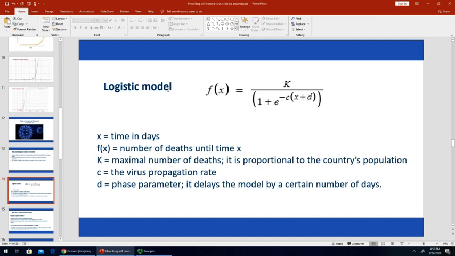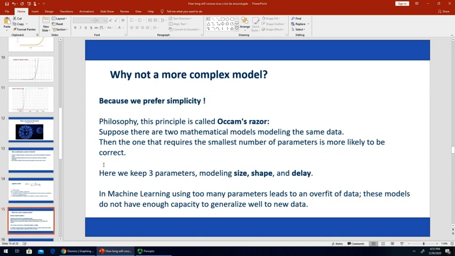The model is the same model as last week. It's a logistic model. It has the following parameters. X represents time here, measured in days. F of x is the number of deaths until time x. K is the maximum number of deaths, or the capacity or threshold of the model. C represents the virus propagation rate, and D is a phase parameter or a delay parameter, as you will see later.